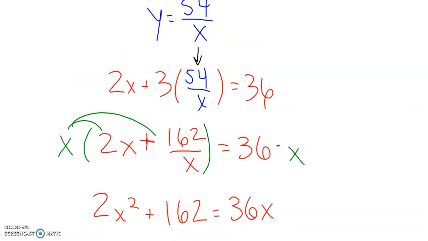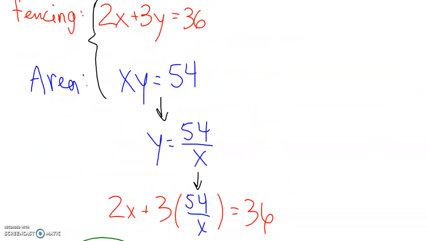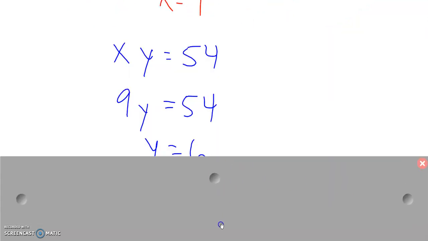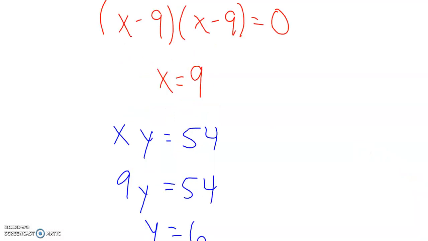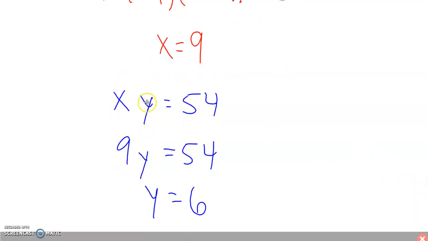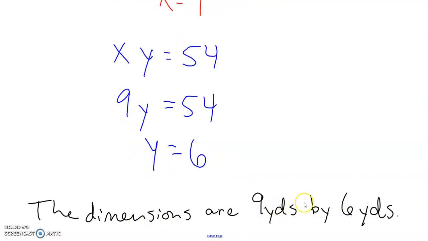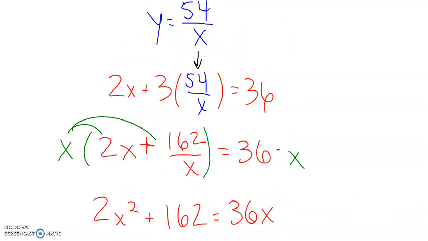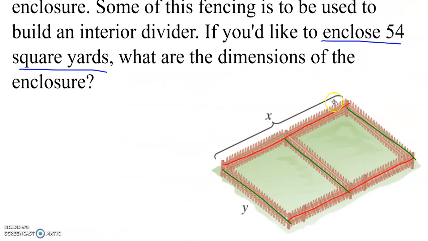I then take that, plug it into either one of these two original equations. I'm going to plug it into this one to solve for y, and that means that 9y is 54. 9 is x. Plug that in for x, and I get 9y is 54, so y is 6. So the dimensions are 9 yards by 6 yards. So 9 is x, so this longer side is 9, and these 3 shorter ones are 6 yards.